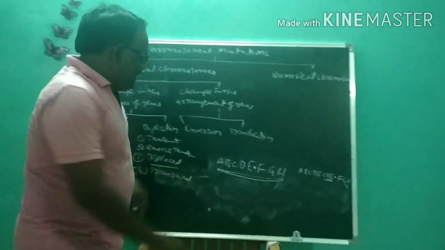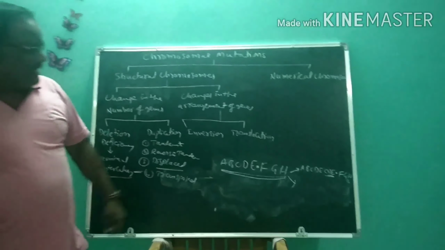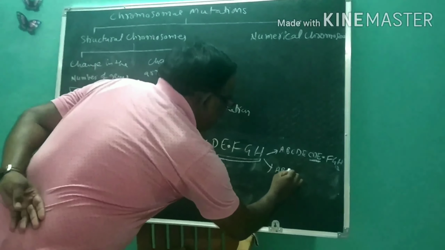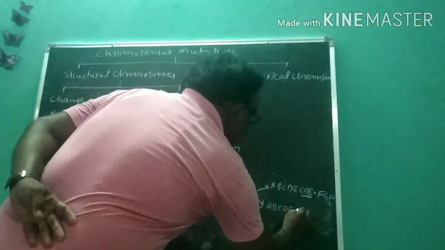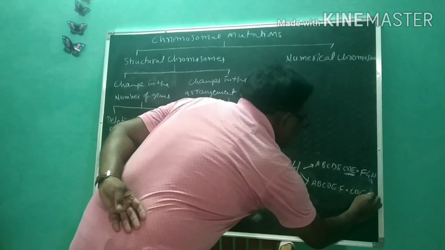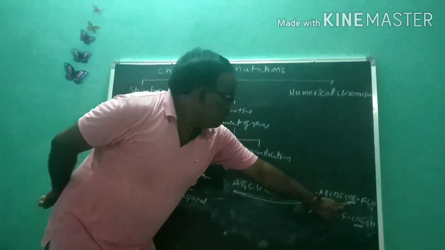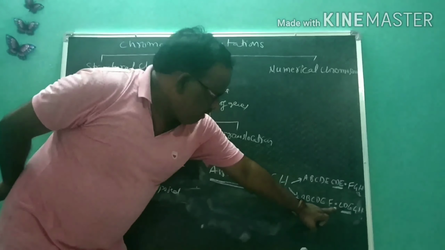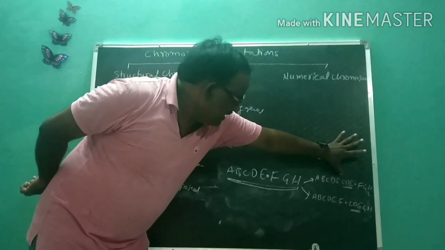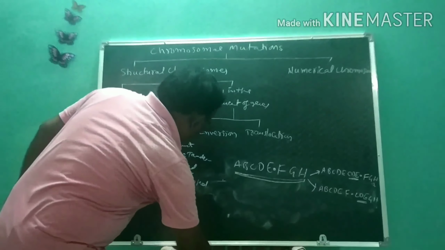At the same time, the second one is another type: homobranchial and heterobranchial. Homobranchial: A, B, C, D, E, F, centromere, again C, D, E. G, H is common. So what happened? Here before the centromere C, D, E, and here after the centromere C, D, E. So this is called homobranchial duplication, and this is heterobranchial duplication. Last one, transport duplication.